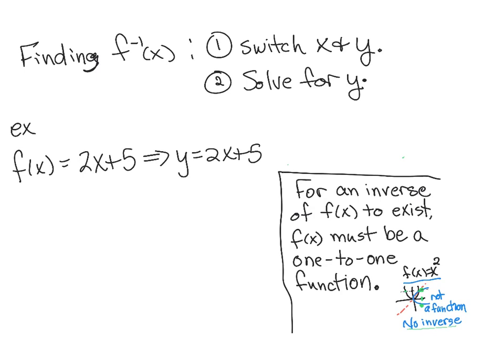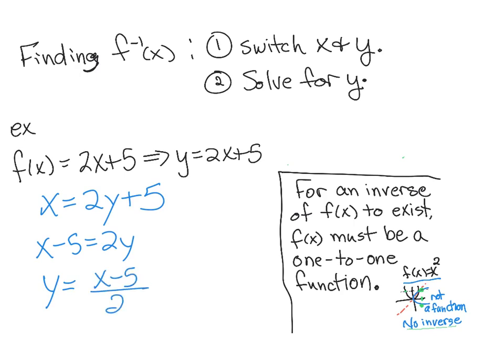My process is to switch the x and the y. First off, you have to recognize that f of x is y, right? So step number one is to switch the x for the y. Step number two, solve for y. So I get x minus 5 equals 2y, and y equals x minus 5 over 2. And that is the inverse of the function I started with.